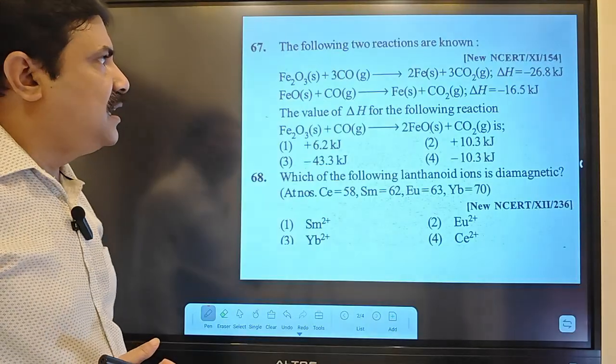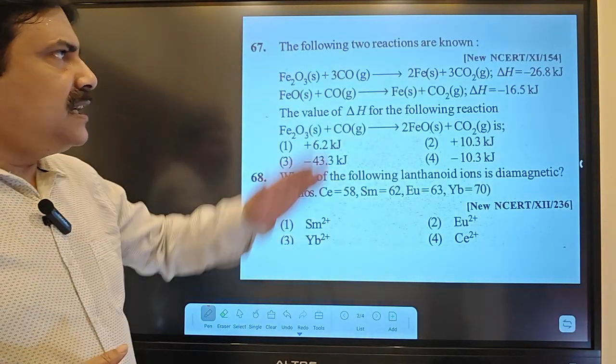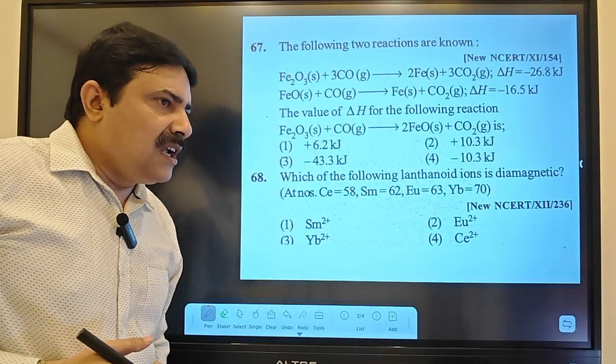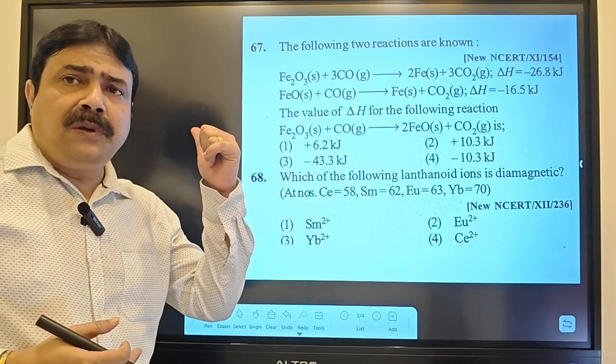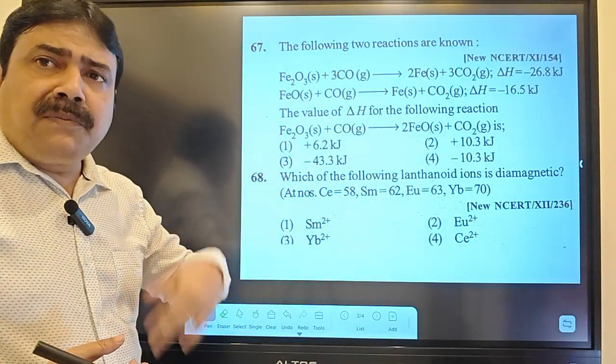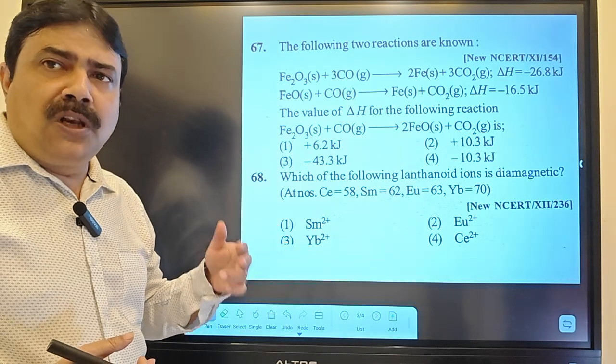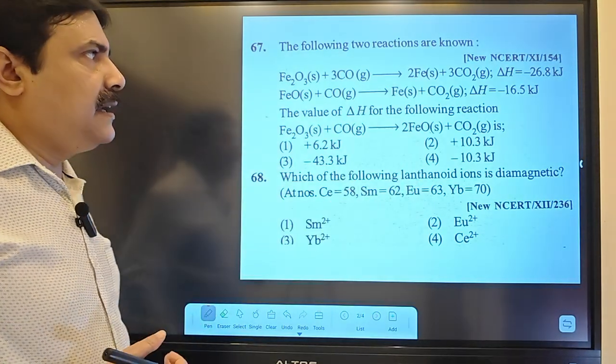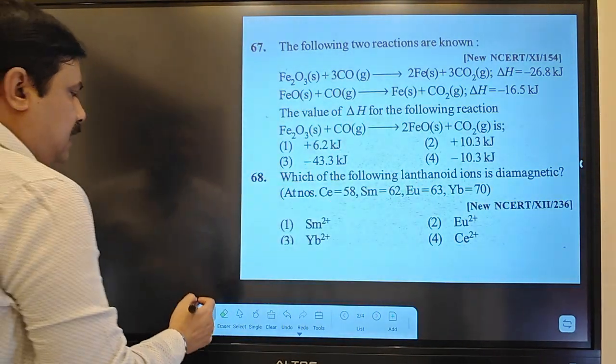That is the question. If in the forward direction delta H is negative, the backward direction reaction will be positive. If per mole delta H is A, if I multiply it for 2 moles, then it will be 2A, like that idea. So now I can write down over here itself.